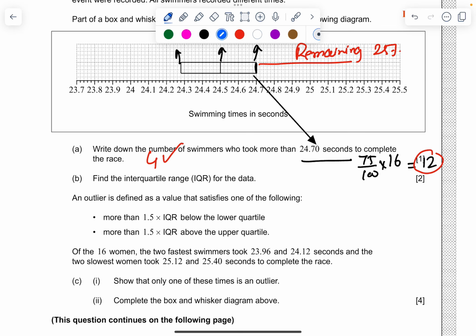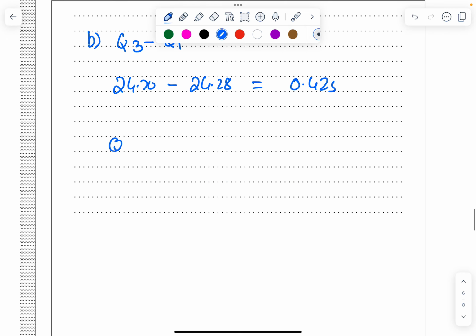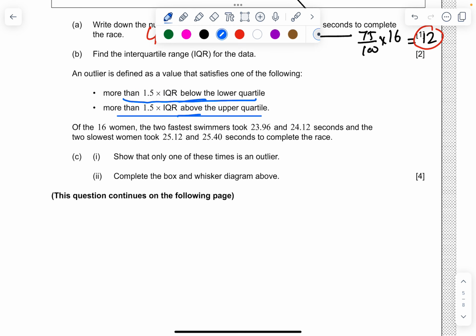An outlier is defined as more than 1.5 IQR below the lower quartile or above the upper quartile. So it is Q1 minus 1.5 times IQR, or Q3 plus 1.5 times IQR. That is called an outlier. Of the 16 swimmers, the two slowest times are 25.12 and 25.40, and the fastest times are these. So there is only one outlier.